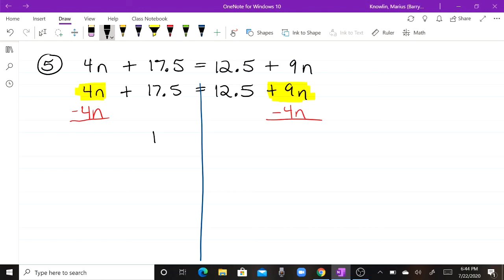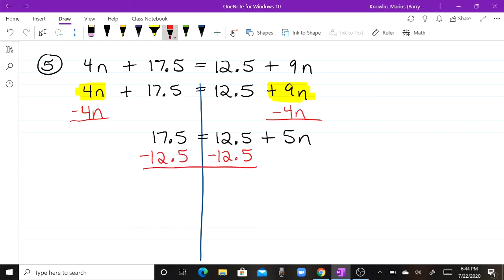So on the left side, I'm just left with 17 and 5/10. And on the right side, we're going to have 12 and 5/10 plus 5n. Now we can go ahead and get our constants together and combined. In order to do that, I'm going to have to subtract 12 and 5/10 from both sides. Once I do that, the result will be 5 is equal to 5n.